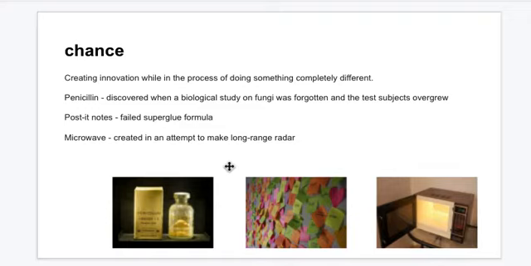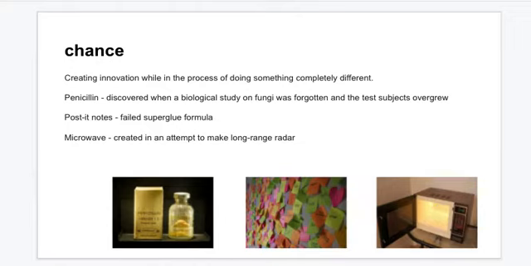Another one is chance. Things happen by chance. There was no intention to make it, but it finally did happen. Post-it notes, the guy was actually trying to create a super, super sticky glue, and he ended up creating this not-so-sticky glue, and that's where Post-it notes came from. Just enough to hold things on, but not enough to secure it tight. Microwave, they were also trying to make long-range radars, but they ended up creating something that can actually heat up things. So those are by chance.